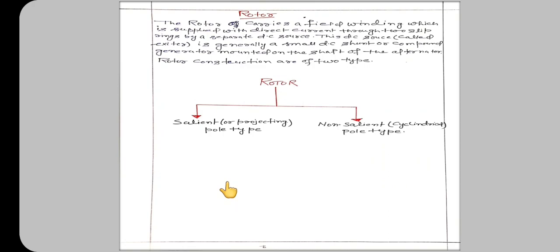The rotor carries the field winding, which is supplied with direct current through the slip rings by a separate DC source. The DC source is generally a small DC shunt or compound motor mounted on the shaft of the alternator. We will discuss the excitation system in the next video. The rotor construction is of two types. The first one is the salient or projecting pole type and the other one is the non-salient or cylindrical pole type.